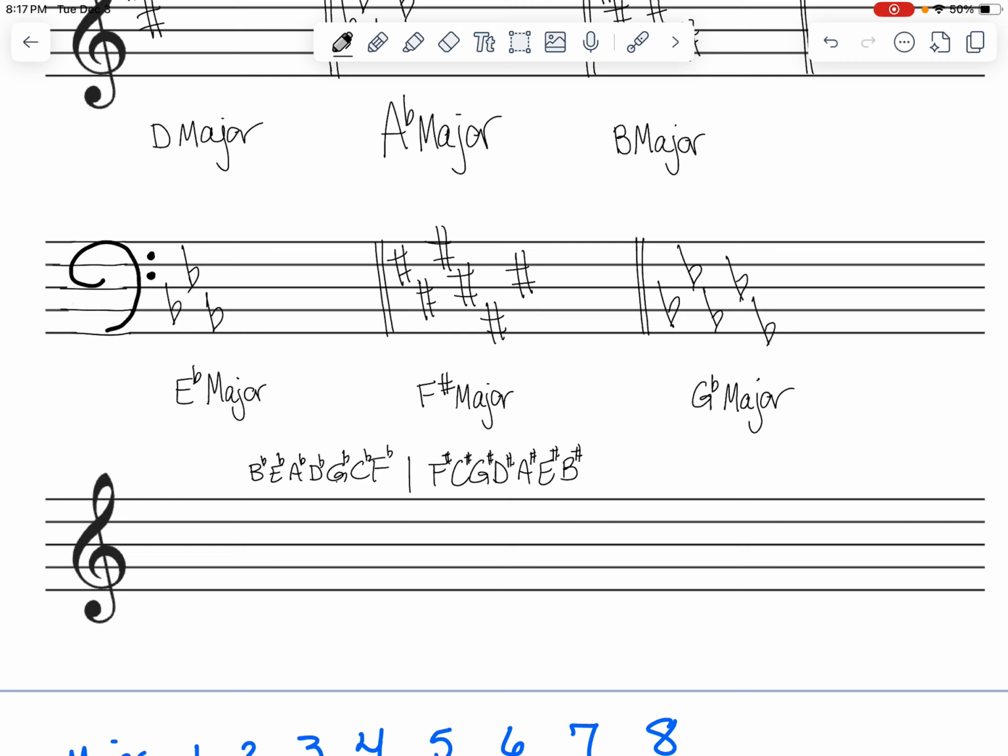Remember, we can't stop here. We can't just stop at do. We need to add 1 more, C flat. And that gives us our G flat major.